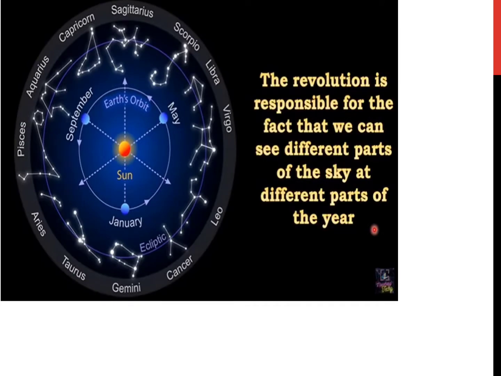The revolution of the Earth around the Sun is responsible for the fact that we can see different parts of the sky at different parts of the year. If you refer to this diagram, you will see that the Orion and Taurus constellations will just be visible in the night sky during the months of November to December, or at least during the month of January.